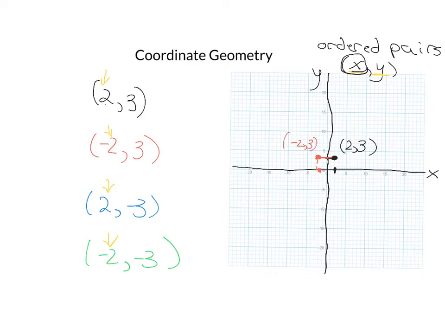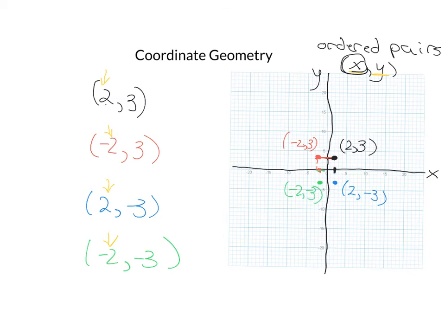The blue spot, we would do the same thing. You would see it would be 2 to the right, and it would be now -3, and the y means 3 down. So 1, 2, 3, which would be right about there. 2, -3. Last one here, the green one, -2, -3 would end up being found right about there.